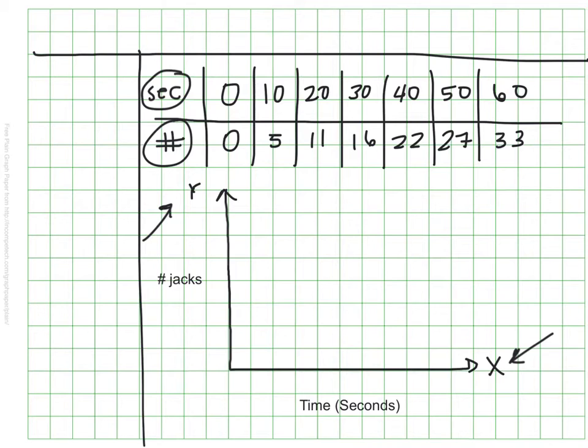The number of jumping jacks that we do depends on the time we spend doing them. That means that the number of jumping jacks is the dependent variable and is on the y-axis. Time, therefore, is our determinant. It is independent of anything else. It will keep on moving regardless of how many jumping jacks we do. So it is our independent variable on the x-axis.